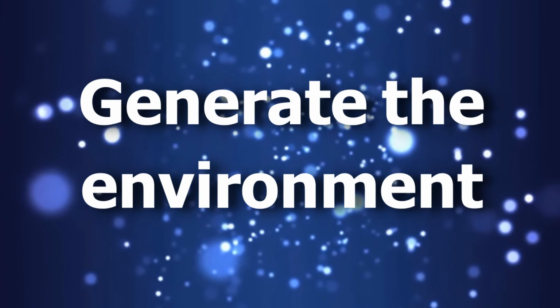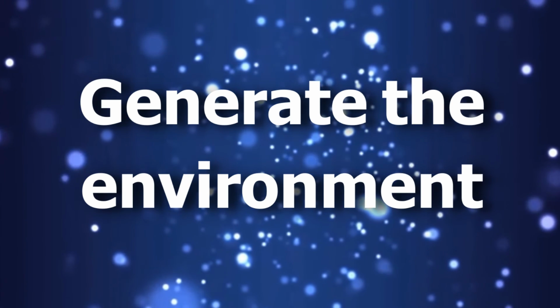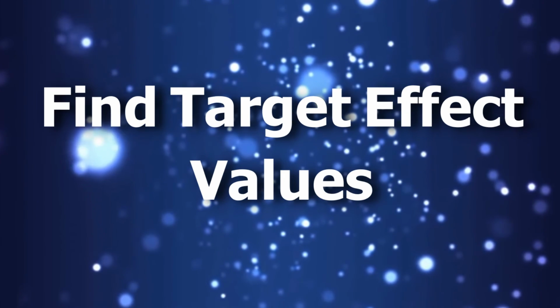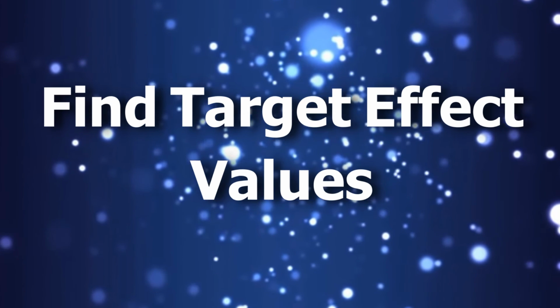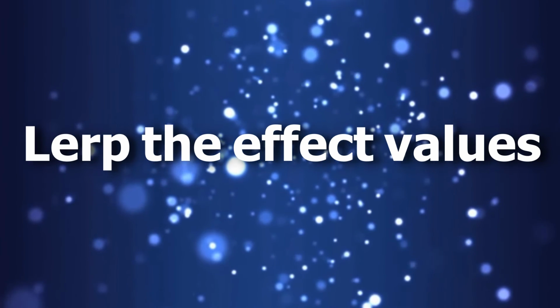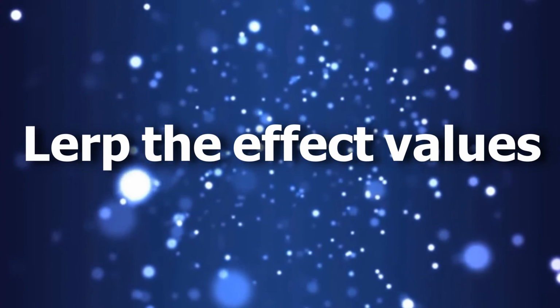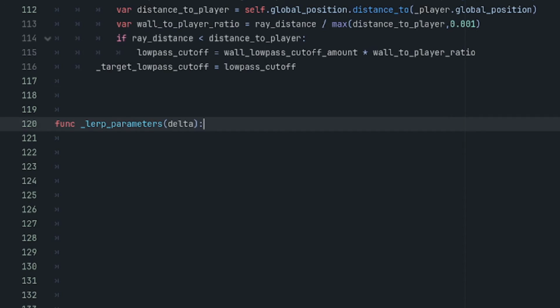Alright, so we have functions to generate what our environment looks like and to find target effect values based on the environment. We next need a function to actually lerp these effect values so they smoothly get set. Create a new function called Lerp parameters, which takes in delta.